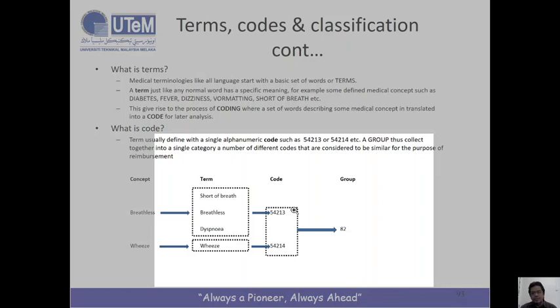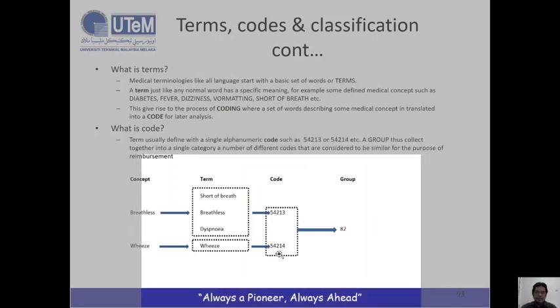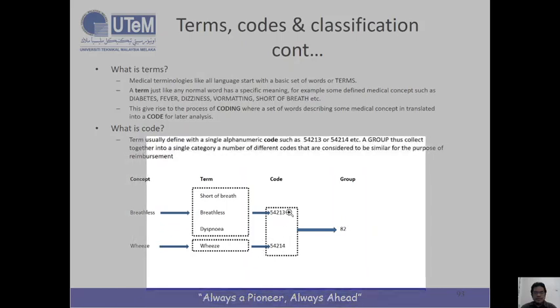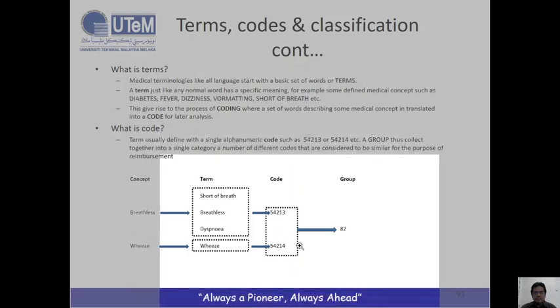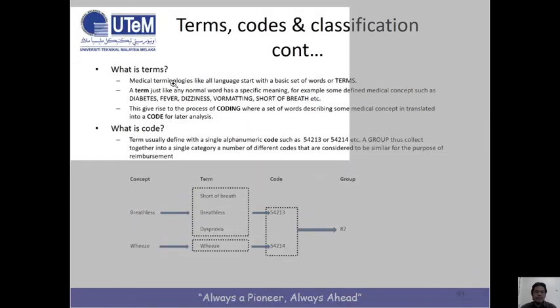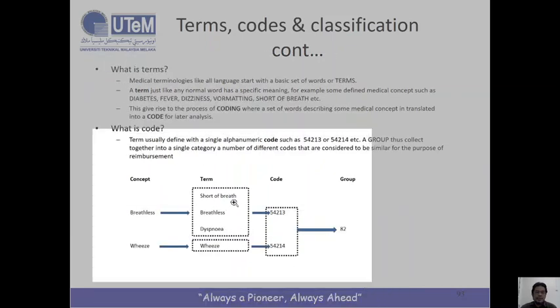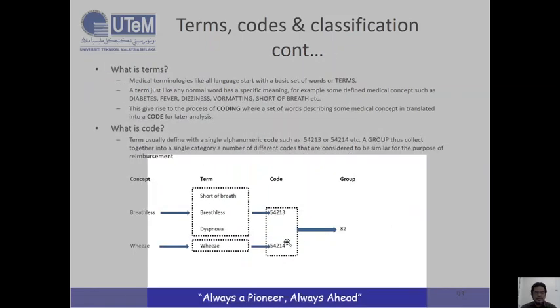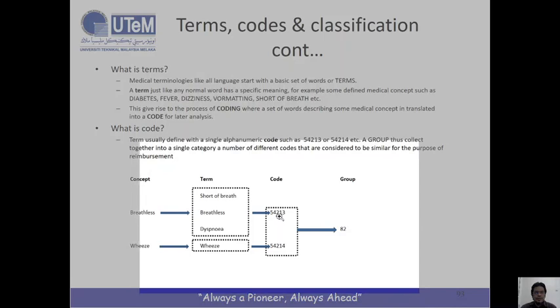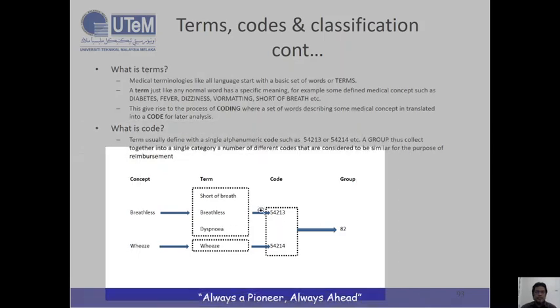So for the code, you can define any code, but the code should be meaningful. For example, what does 5 4 stand for, what does 2 stand for, what does 1 stand for, what do the last two digits, 13 and 14, stand for? And what does the middle stand for? So this is an example of terms and codes. This is the term, this is the code. We create a code for each term.